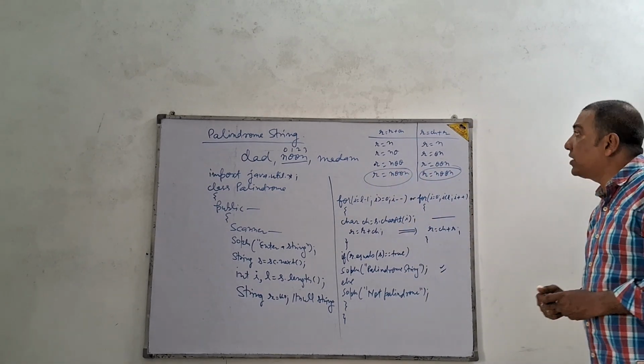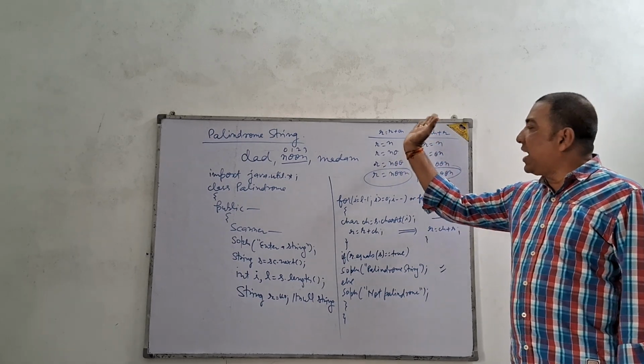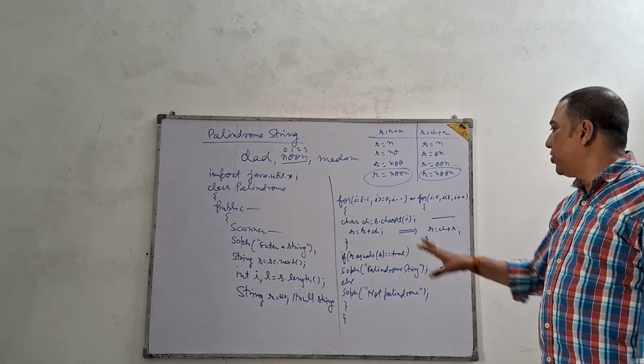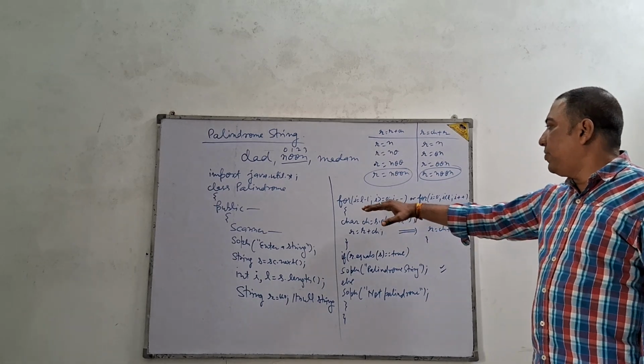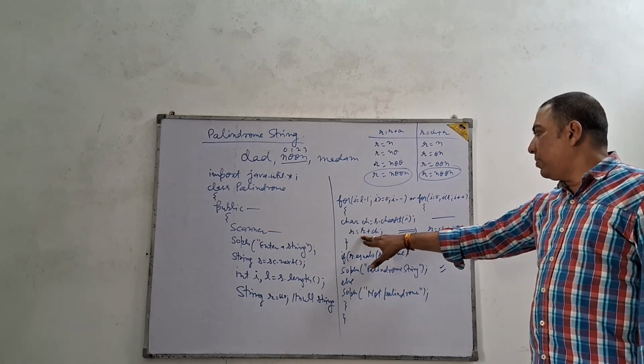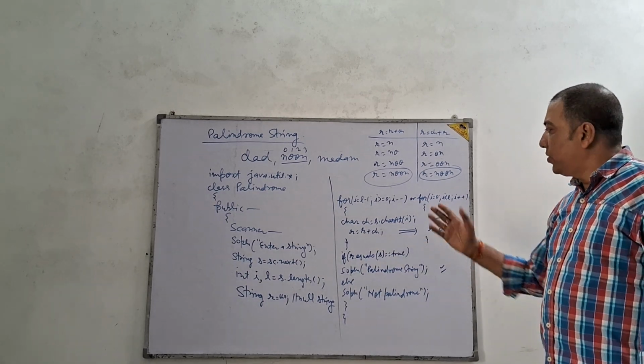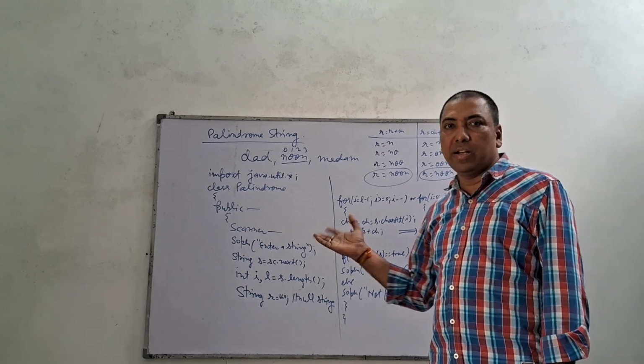So string provides this facility. You can add the extracted character on the left side or on the right side, depending on the situation. So in both ways the program is correct. If your loop is in decrement order, this will be r plus ch. If the loop is in increment order, ch plus r. So this is the palindrome string. I hope it is clear.